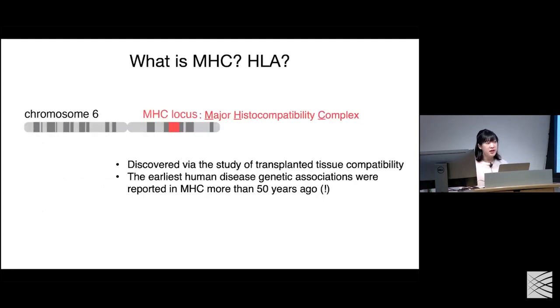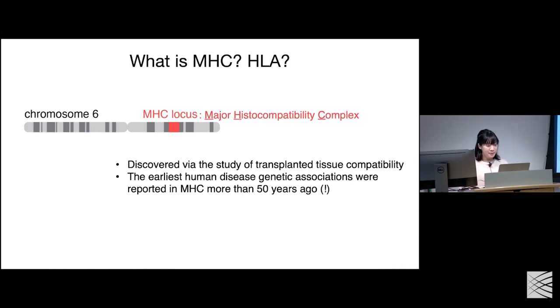So MHC is an acronym for Major Histocompatibility Complex, which was first discovered in 1936 as a genetic locus responsible for tissue transplantation rejection in mice and then in humans, which later resulted in a Nobel Prize in the 1980s. And actually, the earliest complex human disease genetic association was reported within this MHC locus more than 50 years ago for lymphoid cancer called Hodgkin's disease. So this locus is really a historically important region for human genetics.